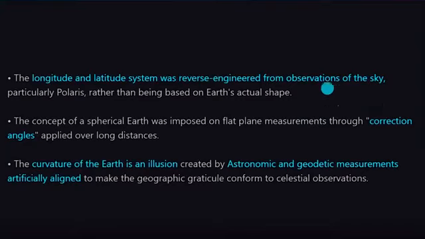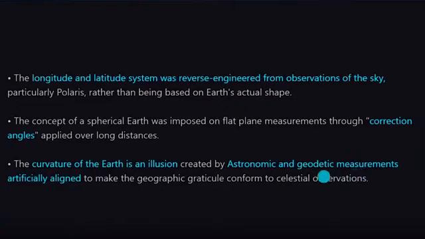So they go to measure the Earth, they look directly up, they correct their Earth measurements, and then they get a sphere at the end. And essentially what we're saying is the curvature of the Earth is an on-paper illusion created by astronomic and geodetic measurements, artificially aligned. We're going to get into that a lot too.